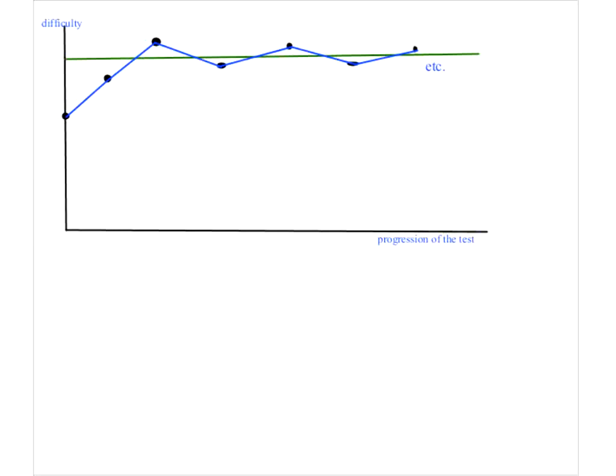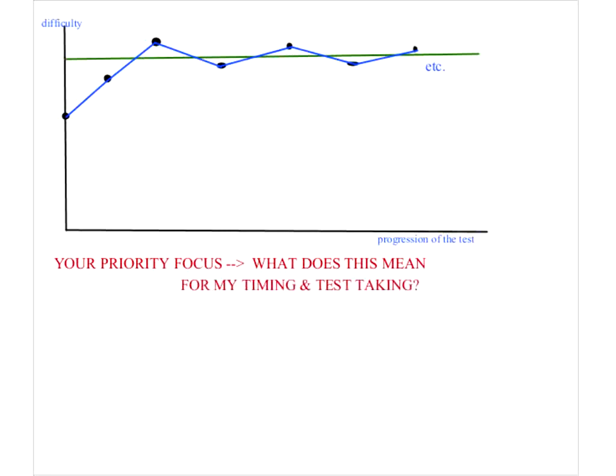In other words, your priority focus: what does this mean for my timing and test taking?